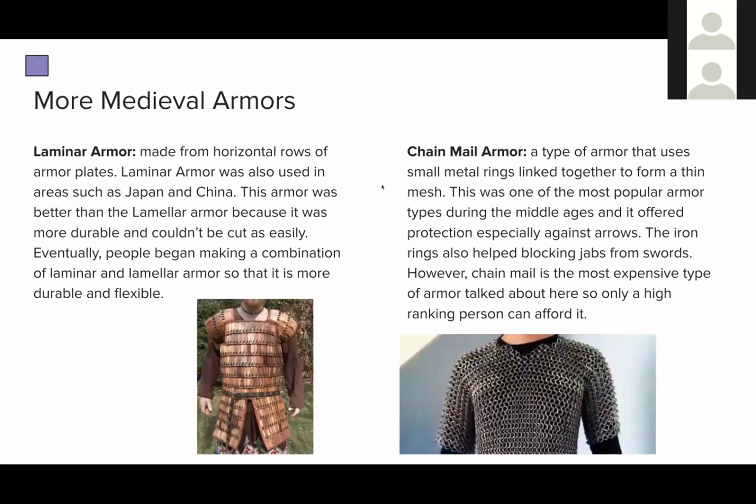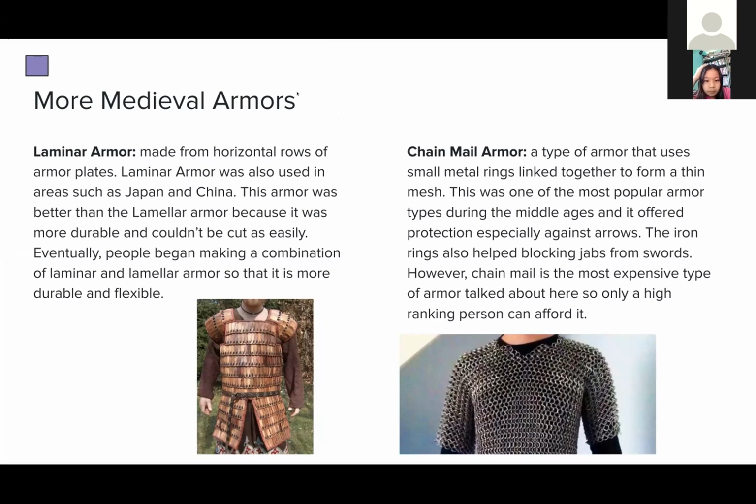All right. So as you can see here, laminar armor was used in places such as China and Japan because it was more durable, because it was made from horizontal rows of armor plates. And eventually people began making a combination of not only laminar, but also lamellar armor, so that it is more durable and flexible. Chainmail armor is the type that was most common in Europe.